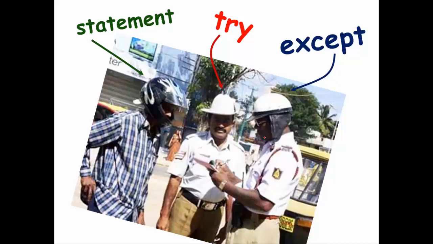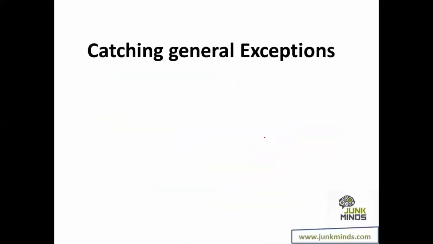So in simplest possible terms, what is try going to do? Try will catch hold of exceptions, and second, it will report it to except. Then this except block, when informed by the try block, will take the necessary action against that particular exception. So that is what it will be doing.